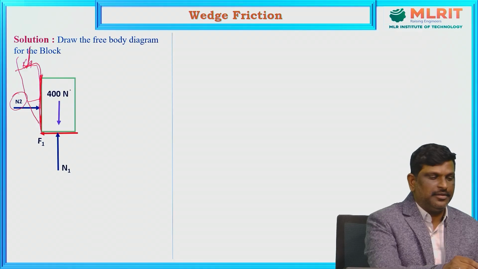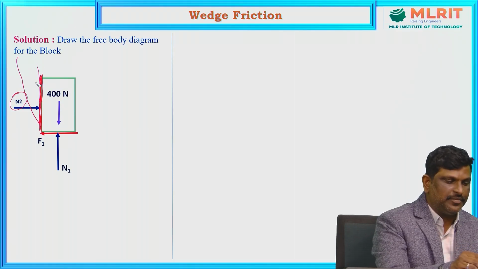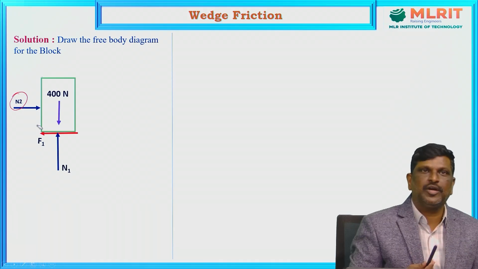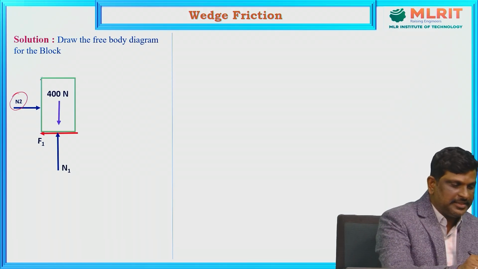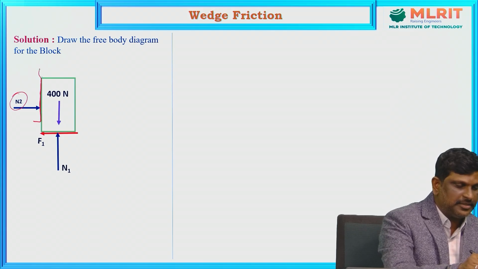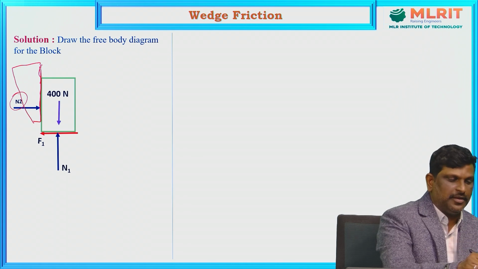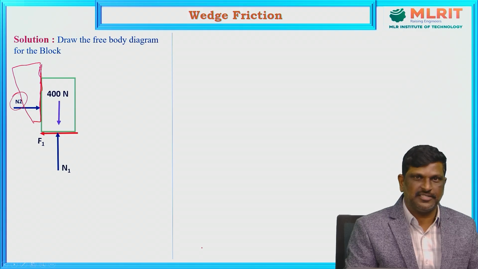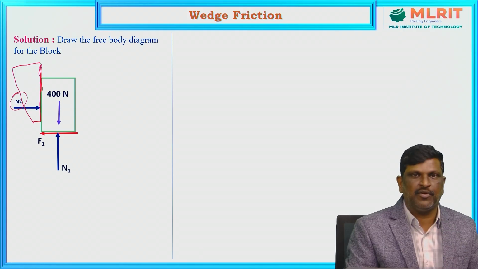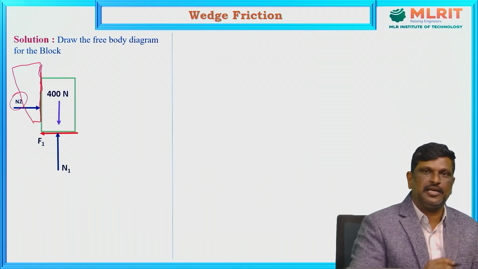Because here the body is not at all moving vertically up or down. But there is a contact surface at which the wedge is moving downwards. The wedge is moving downwards, which is not our point of interest, because I am drawing the free body diagram of the block alone. Therefore, actually it is not moving vertically up or down.